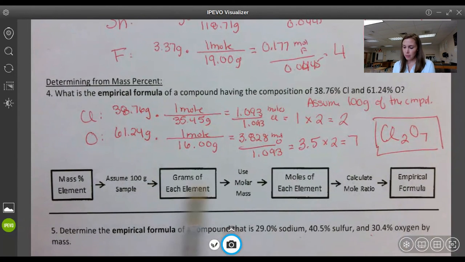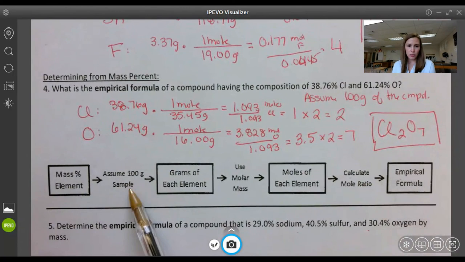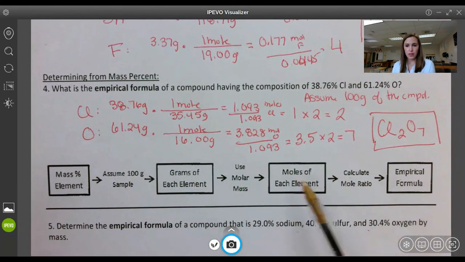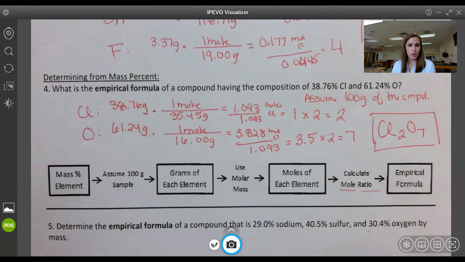This little flowchart at the bottom just kind of walks you through the steps that we just went through. We took their mass percents, we assumed a 100-gram sample, we got grams. Using molar masses, we got to moles, and then we calculated that mole ratio within the compound and got our empirical formula. Okay, so definitely take the time to go through this and practice it, and then we're going to build on it in our next lesson when we use this to then figure out our molecular formula.